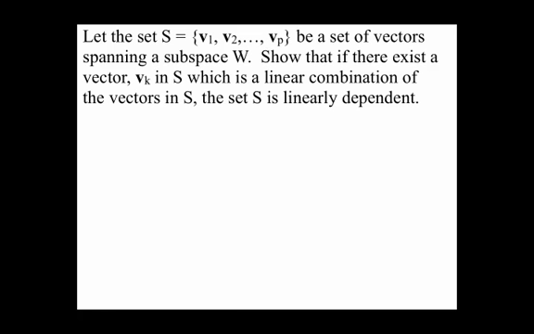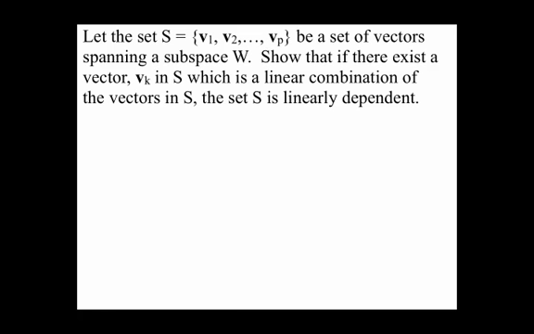So the proof that we were talking about was: let the set S be the set of vectors v1 to vp, and let them be a set spanning some subspace W. We want to show that if there exists a vector v sub k in this set S, which is a linear combination of the vectors in S, the set S is linearly dependent. So what we're trying to show here is that if we have this set of vectors v1 to vp, and there's one vector in there that's a linear combination of any of the others, then that's enough to show that the set S is linearly dependent.